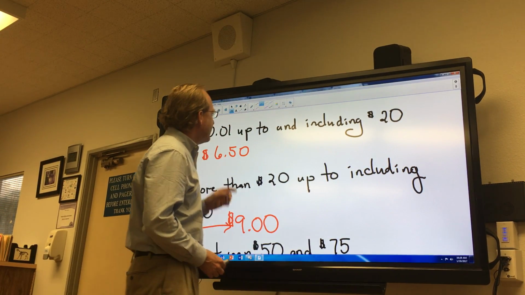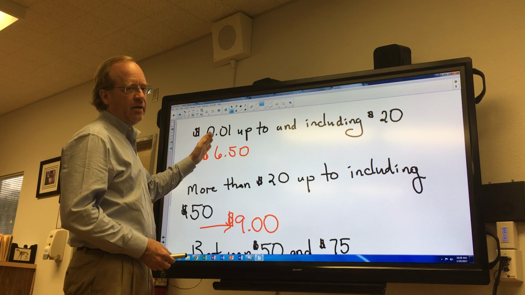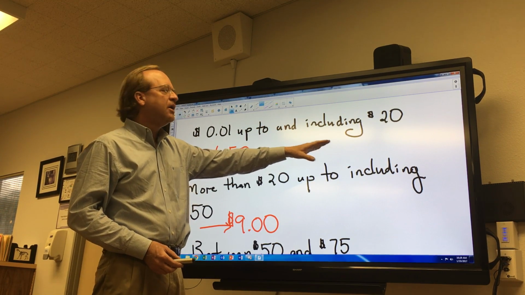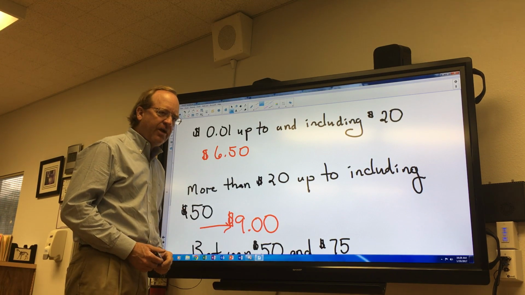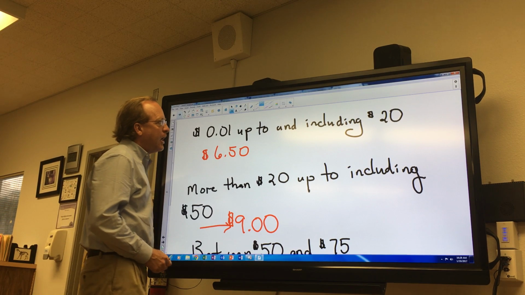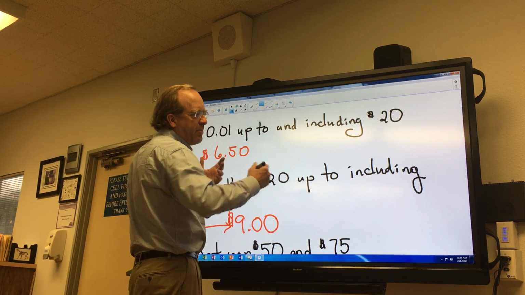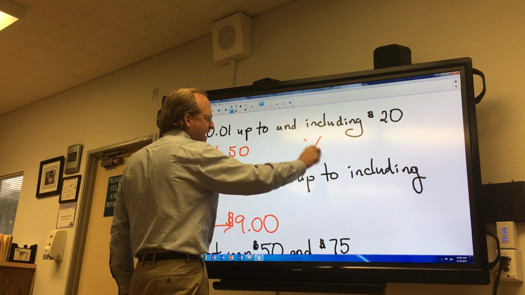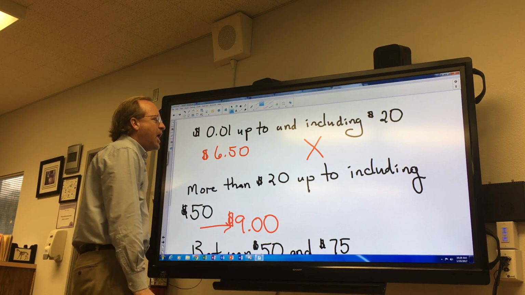Now, the layout here is that if you spend anything, a penny, up to and including 20 bucks, you get charged $6.50. So what does that look like as a compound inequality? Well, let's just say we don't know how much we're spending. We're spending somewhere between these two numbers. So we're going to say that's x, okay?